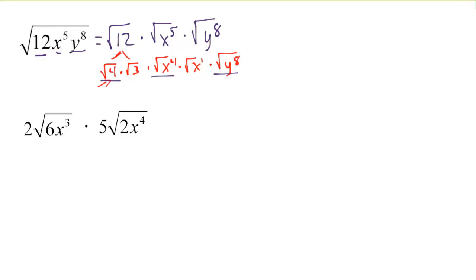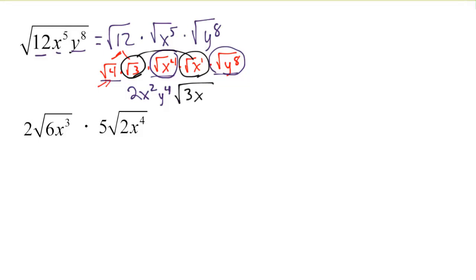So the square root of 4 is 2. Now the square root of x to the 4th is x to the 2nd. And the square root of y to the 8th is y to the 4th. And I have some non-perfect squares left over. So I've got a non-perfect square here and a non-perfect square here, which we're just going to multiply back together and leave them under the radical. So I'll have a square root of 3x. So this expression is the reduced form of this expression.